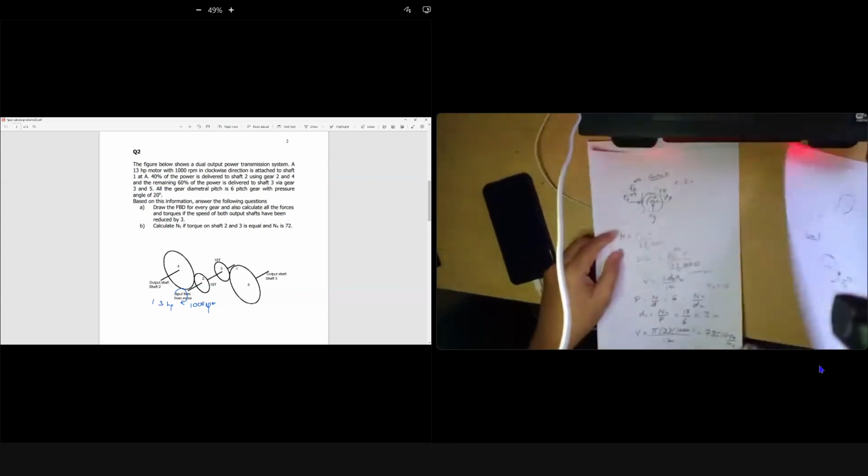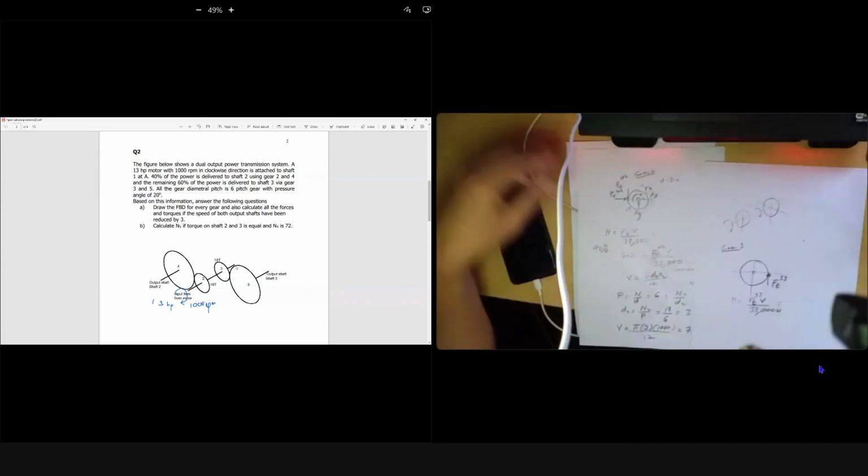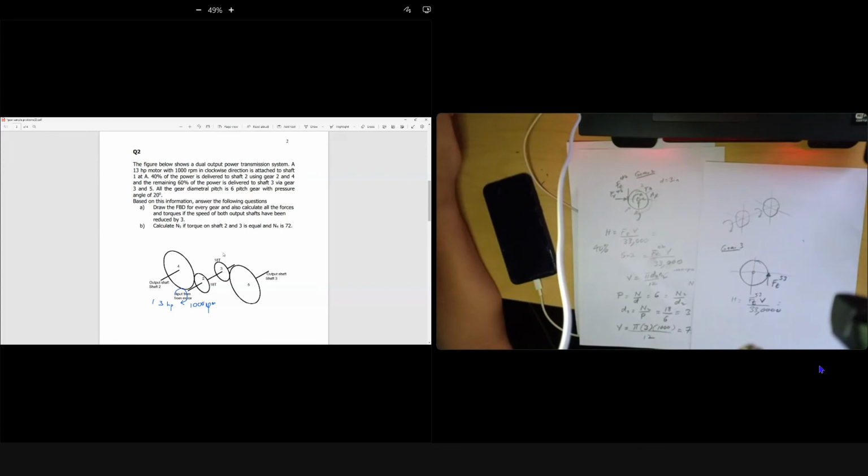Just now we were discussing gear 3. Yes, gear 2. Because gear 3 here. Okay, gear 3. It says the speed of both output shafts has been reduced by 3. Does it mean N4 and N5 are actually equal to 333.33? Again, calculate all forces and torque if the speed of both output shafts has been reduced by 3. Right, if the speed of the output shaft has been reduced by 3.